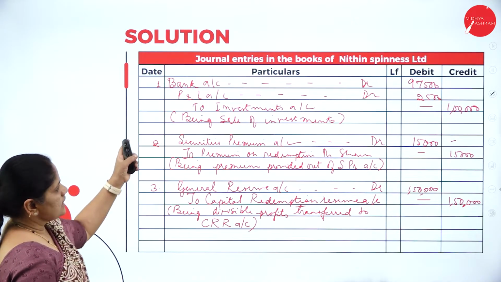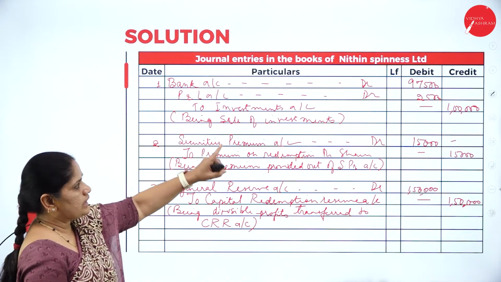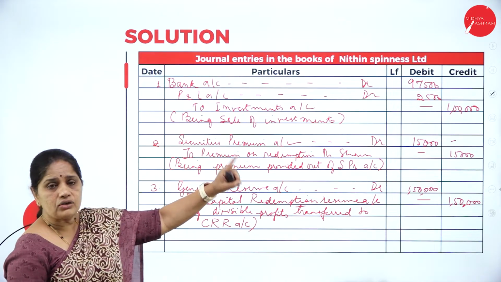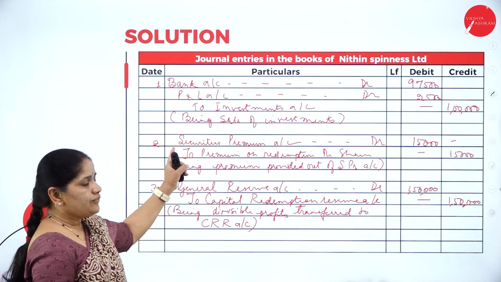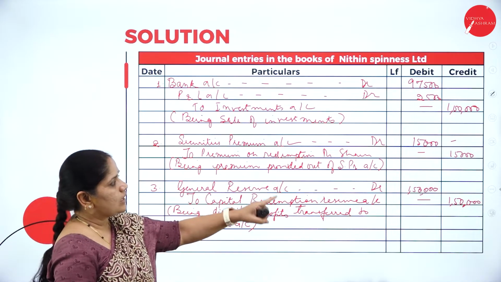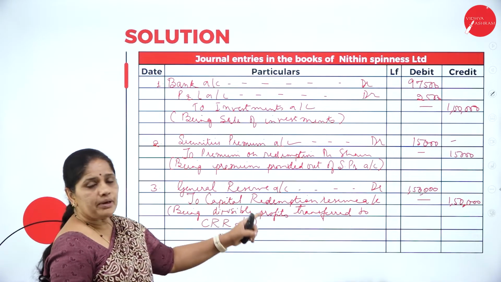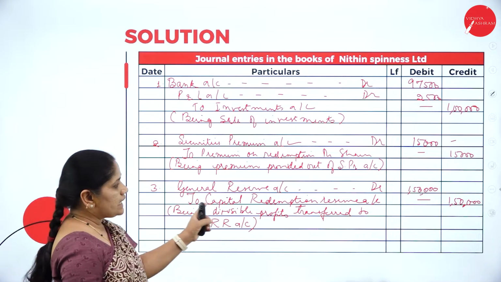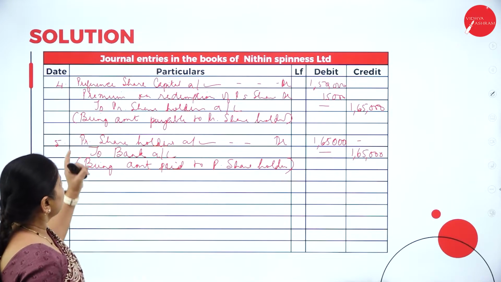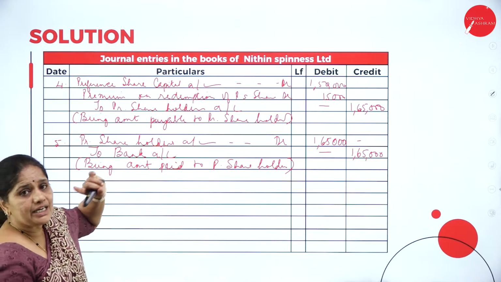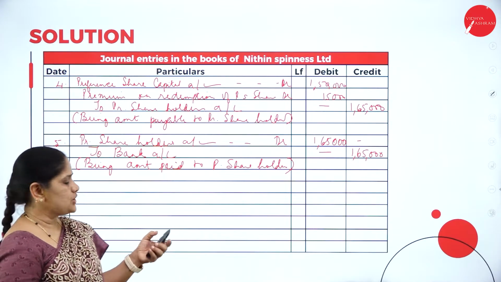So this is the first journal entry, bank account debtor for sale of investments, bank account debtor 97,500, P&L account debtor 2,500, to investments account 1 lakh. Then for provision of premium, securities premium account debtor 15,000, premium on redemption 15,000. So being premium paid out of securities premium account, general reserve 1,50,000 to CRR 1,50,000. Then preference share capital. This is the money due to preference shareholders 1,65,000, payment to preference shareholders.